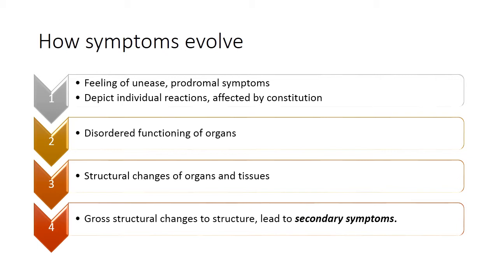Are they prodromal symptoms? Are they symptoms of dysfunctioning of organs? Are they symptoms created by structural changes of organ tissue? Or are they symptoms which are secondary symptoms after gross structural changes have taken place to the structure?